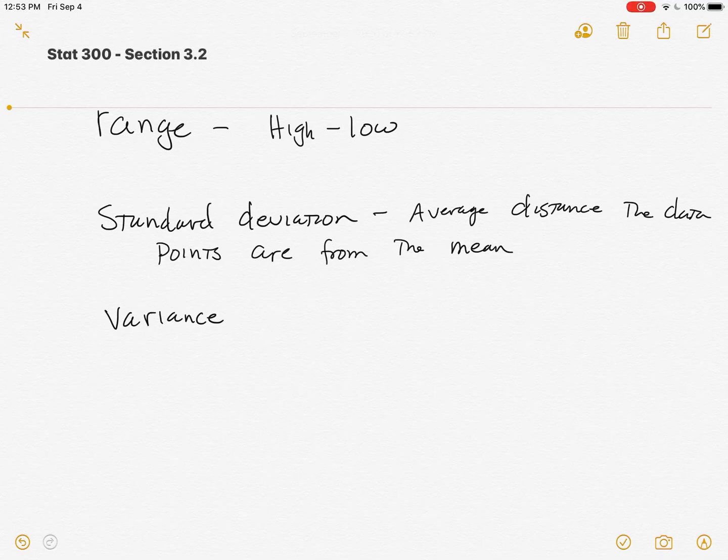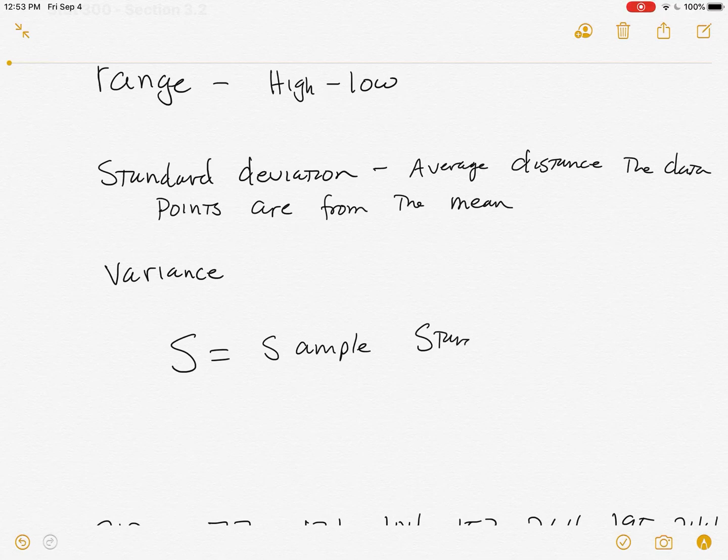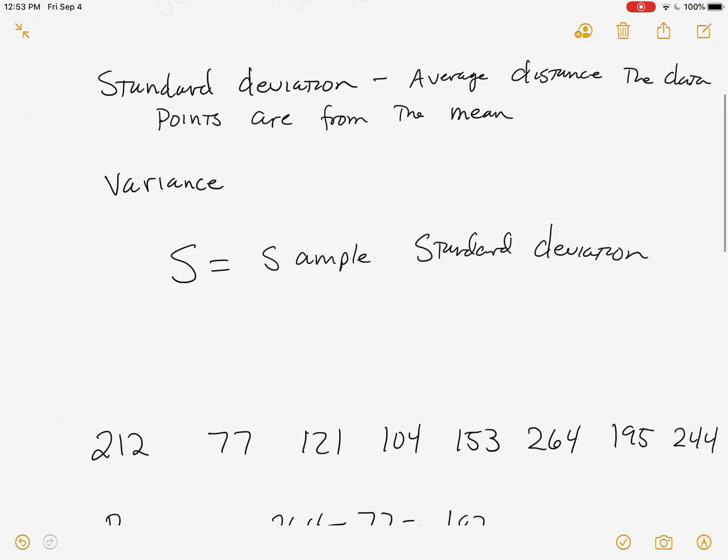So standard deviation, let's talk about its symbol. The symbol for standard deviation is S, and I got to be very specific. S is the sample standard deviation. So that's what we have here. There's more than 8 hotels in Las Vegas, and that's everything in chapter 3. Everything's a sample. And so they're going to use S.